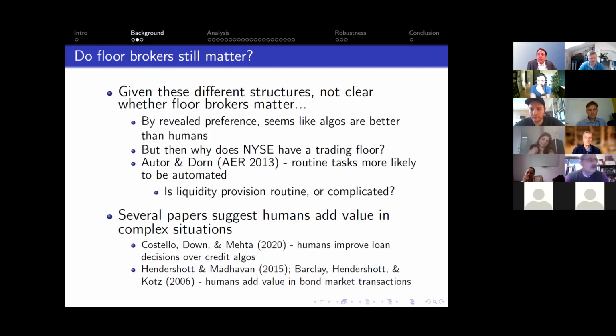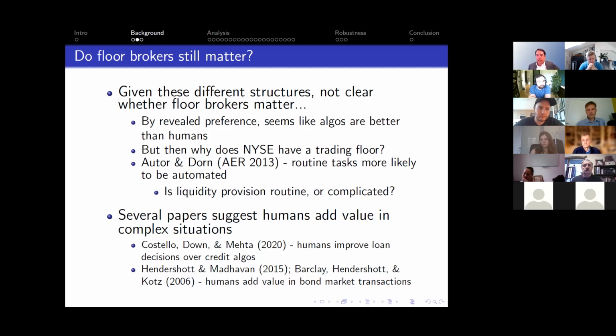And so, in a sense, what I'm going to do, and I gave you the preview of the results already, is frame the analysis with this idea of: do you think liquidity provision is routine, or is it more complicated, right? And I think that should help your thinking about whether you think these floor traders should still be valuable in this modern world with algorithms.